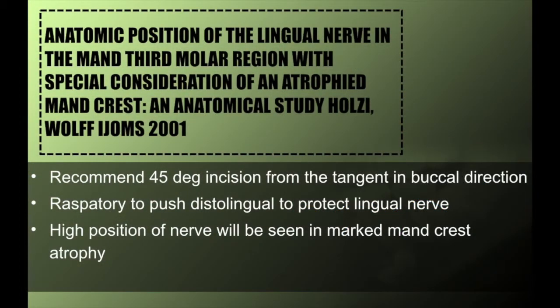Recommendations on the posterior extent of the flap in this paper suggest a 45-degree tangent in a buccal direction, with the retractor pushing but not retracting the distal lingual tissue to protect the lingual neurovasculature.